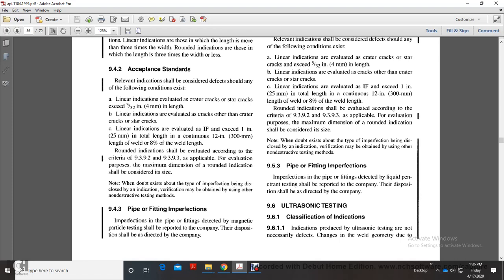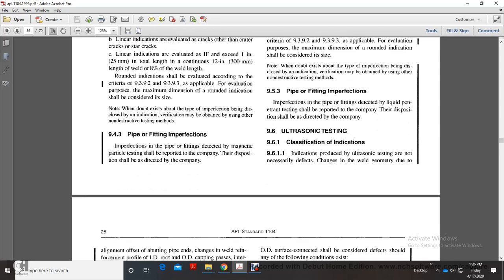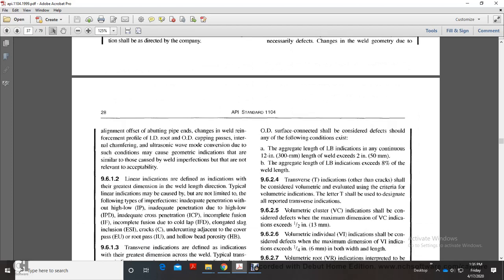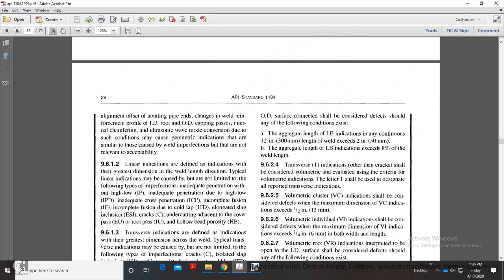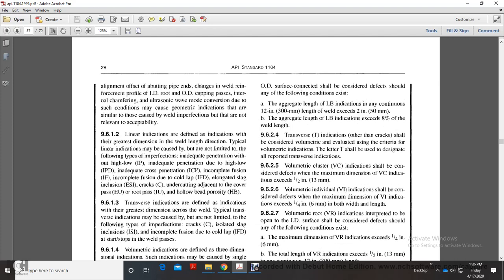Indications produced by ultrasonic testing are not necessarily defects. The geometry of the weld, due to alignment, offset of the butting pipe ends, the chamfer of the welding, and reinforcement of the inside diameter and outside diameter, capping passes, internal shaping, and ultrasonic wave mode conversions due to such conditions may cause geometric indications that are similar to those caused by weld imperfections but are not relevant to acceptability.